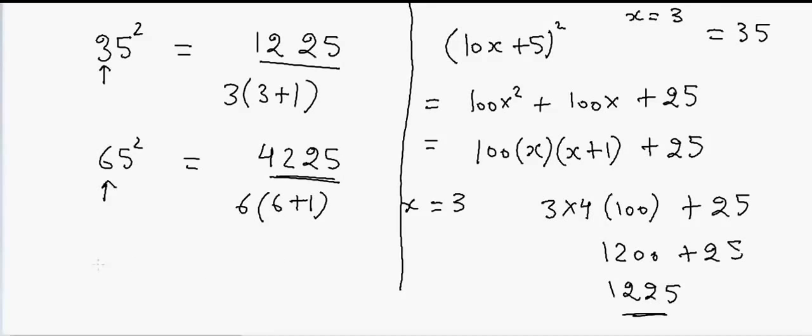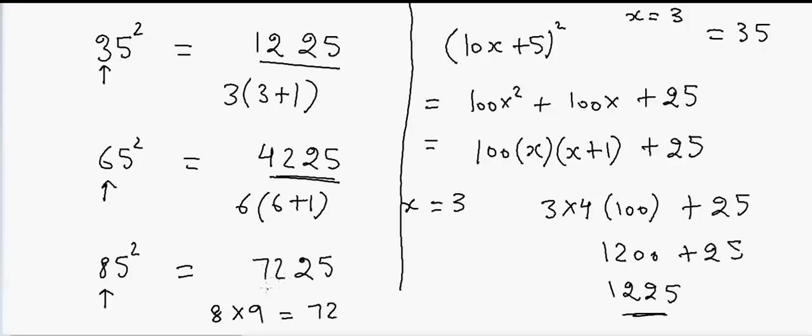So another example, if I have 85 square and I want to do a square, so that will be equal to 25, and we'll do 8 into 9, that's equal to 72. So the answer is 7225. So this is how this trick works. I hope this helped. I'll see you in the next trick. Thanks.